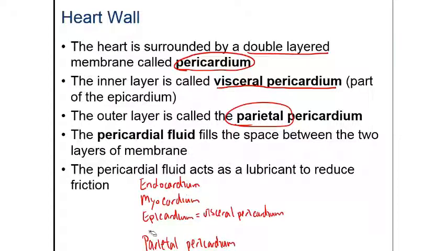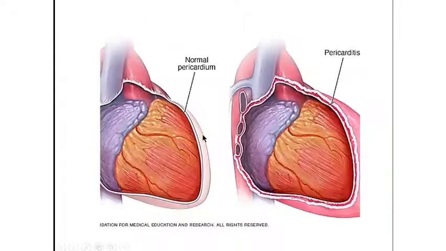Okay? And in between the two membranes, we have what's called the pericardial fluid. And that fluid ensures that when the heart beats and the membranes are rubbing against each other, you are going to be able to reduce friction. Right? It's going to be serving as a lubricant, right? To minimize friction, to minimize wear and tear. So that's the relationship between the heart wall and the membrane.